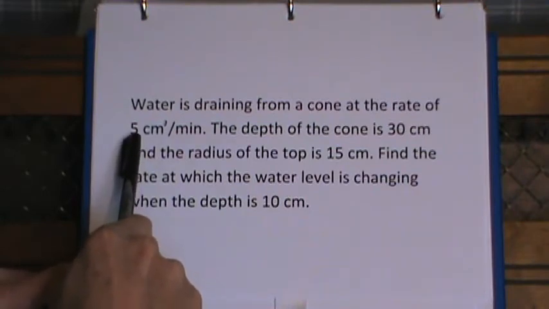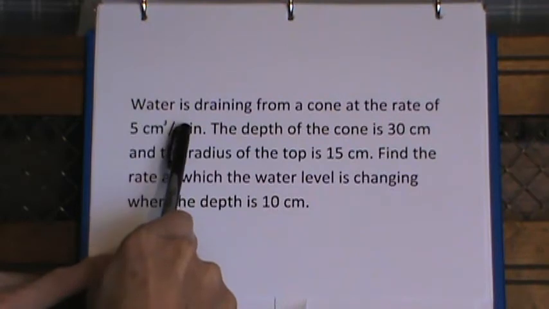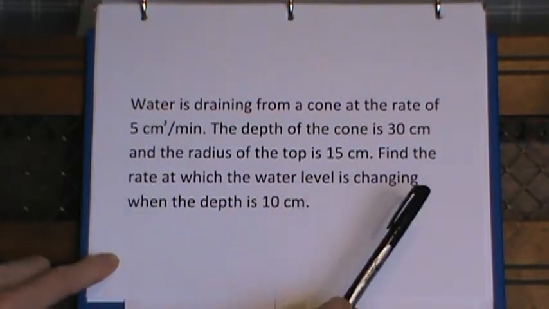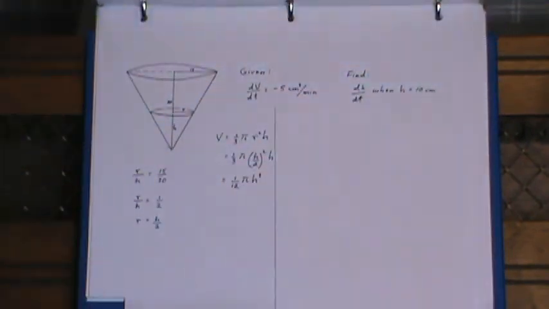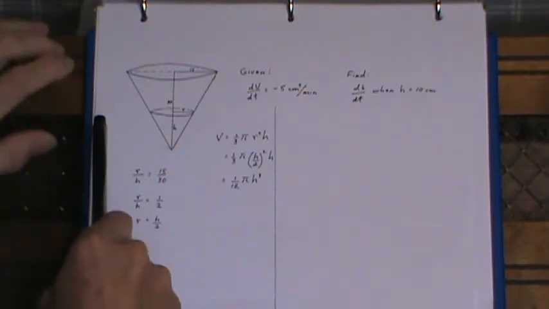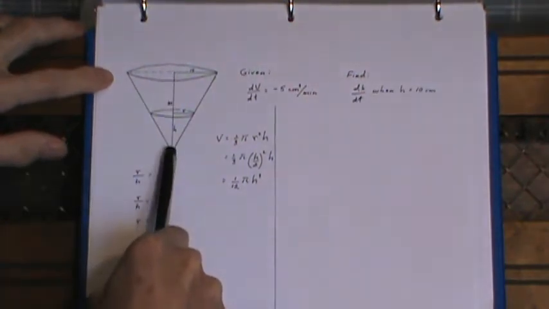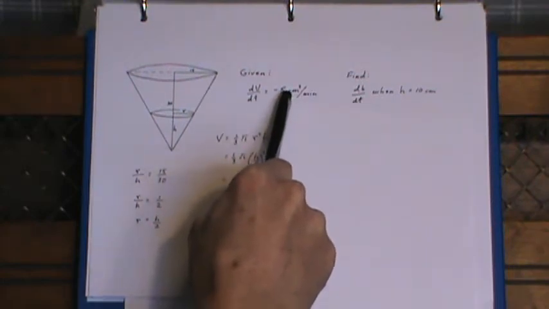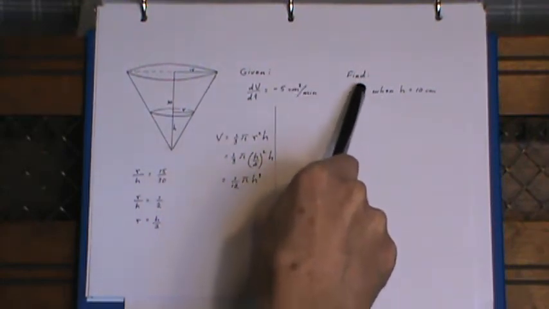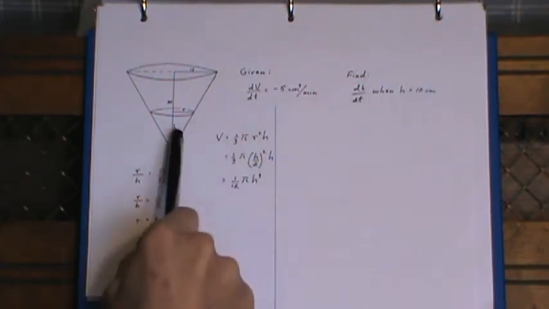So if you take a look at what we've been given here, this is dV/dt, the rate of change of volume with respect to time, and we're supposed to find the rate of change of depth or height, which is the variable we're using here. So here's my drawing. The overall dimensions of the cone: the radius is 15, the depth is 30. We're given the rate of change of volume in cubic centimeters per minute, and we have to find the rate of change of height or depth when h is 10.